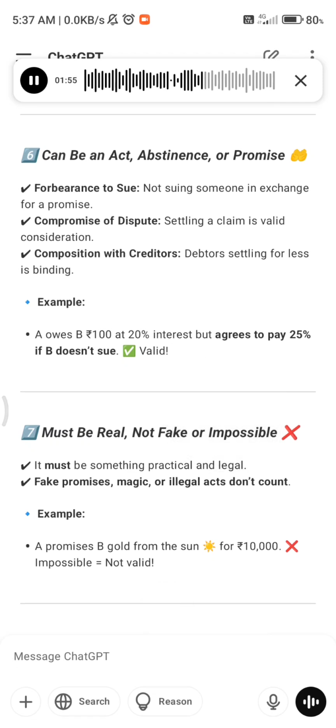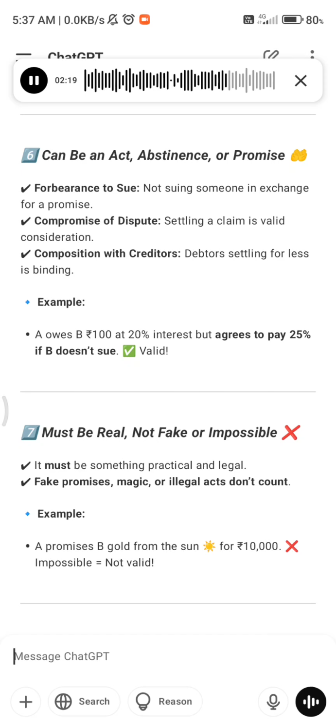6. Can be an act, abstinence, or promise. Forbearance to sue. Not suing someone in exchange for a promise. Compromise of dispute. Settling a claim is valid consideration. Composition with creditors. Debtors settling for less is binding. Example: A owes B 100 at 20% interest, but agrees to pay 25% if B doesn't sue. Valid.